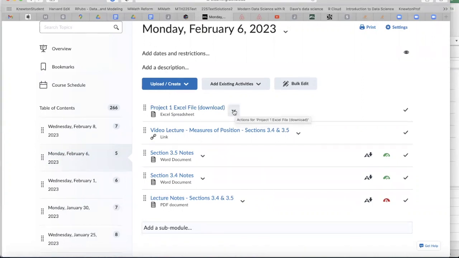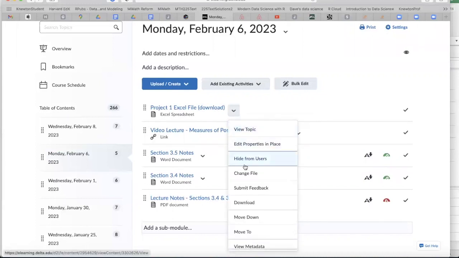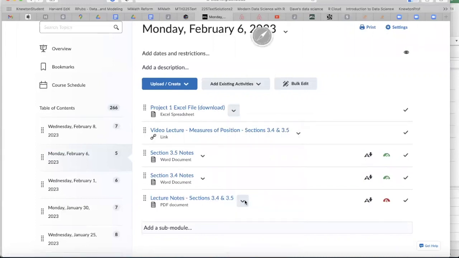You want to click this right down arrow, and then go all the way down here to download. And you should see something happening on your machine to indicate that the file is being downloaded. My files go to the download folder. Yours might go to your desktop, but wherever they go, you'll want to make sure you know where that is, because you're going to have to know where it is so that you can import it into Delta's version of Excel.